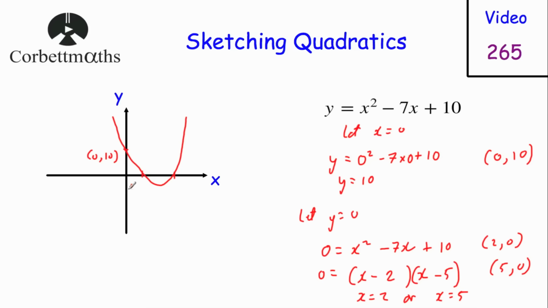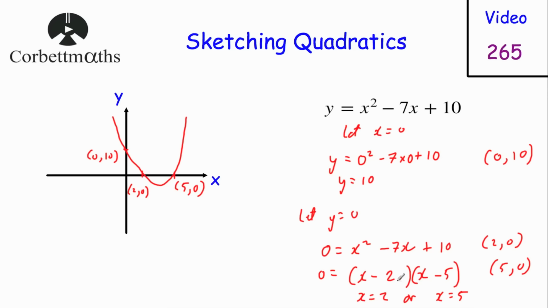And let's label our coordinates 2, 0 and 5, 0. And that's it. So we've done a sketch of the quadratic y equals x squared minus 7x plus 10. And we've shown the shape of the quadratic, that it's a U-shaped parabola. We've found out where it met the y-axis, so the y-intercept, which was 0, 10. And we found that this quadratic did meet the x-axis twice, at the points 2, 0 and 5, 0.